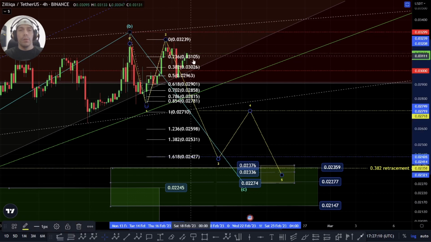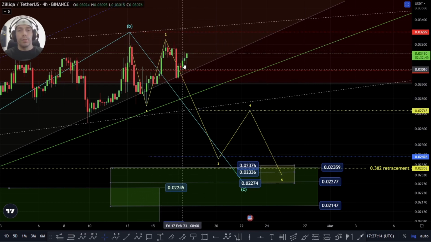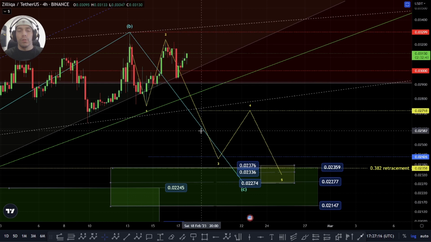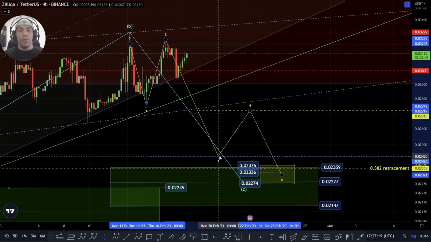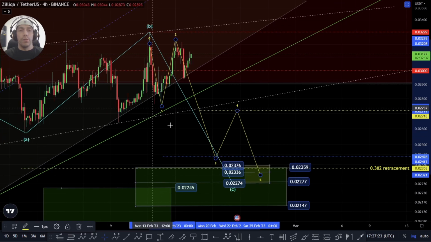We also need to be aware that there could be some extensions going on in here where this becomes a 1-2, this becomes a 1-2, and then we actually look to break down slightly deeper here. So we need to just be careful with this. There is that potential to break to the downside here.